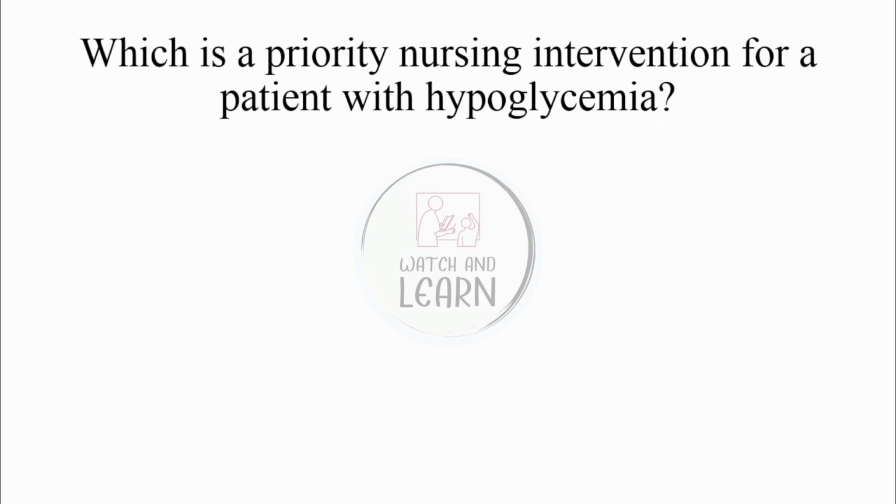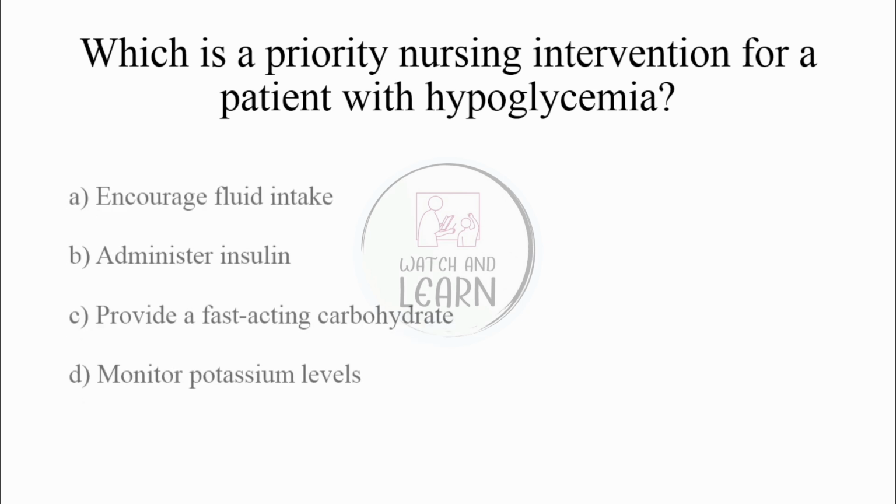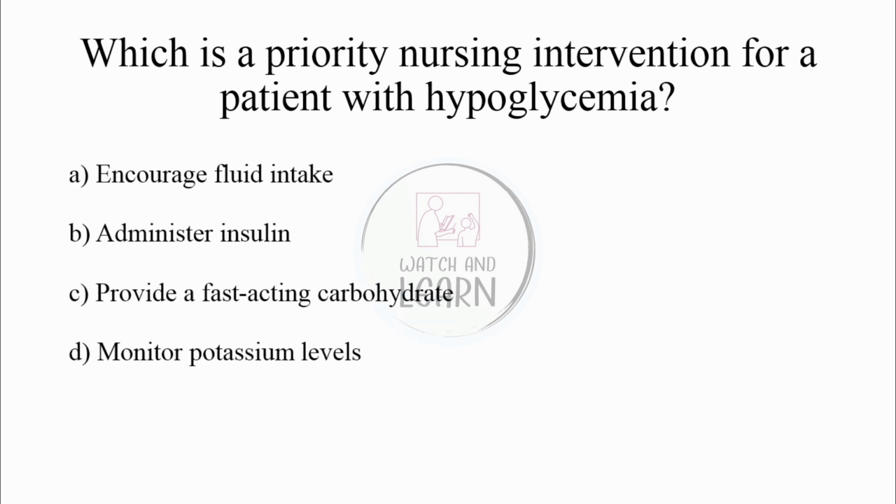Which is a priority nursing intervention for a patient with hypoglycemia? Options are option A, encourage fluid intake. Option B, administer insulin. Option C, provide a fast-acting carbohydrate. Option D, monitor potassium levels. The right answer is answer C, provide a fast-acting carbohydrate.